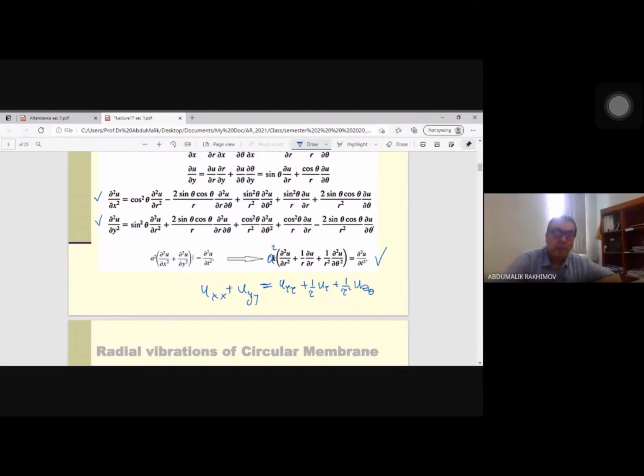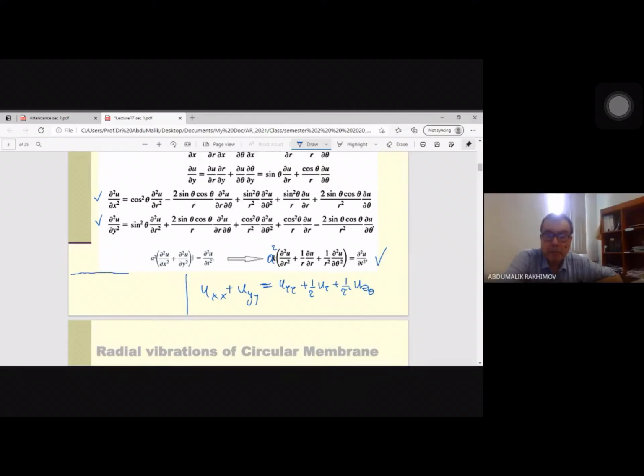Then in the polar system, in the case when we have radial vibrations, what are radial vibrations?